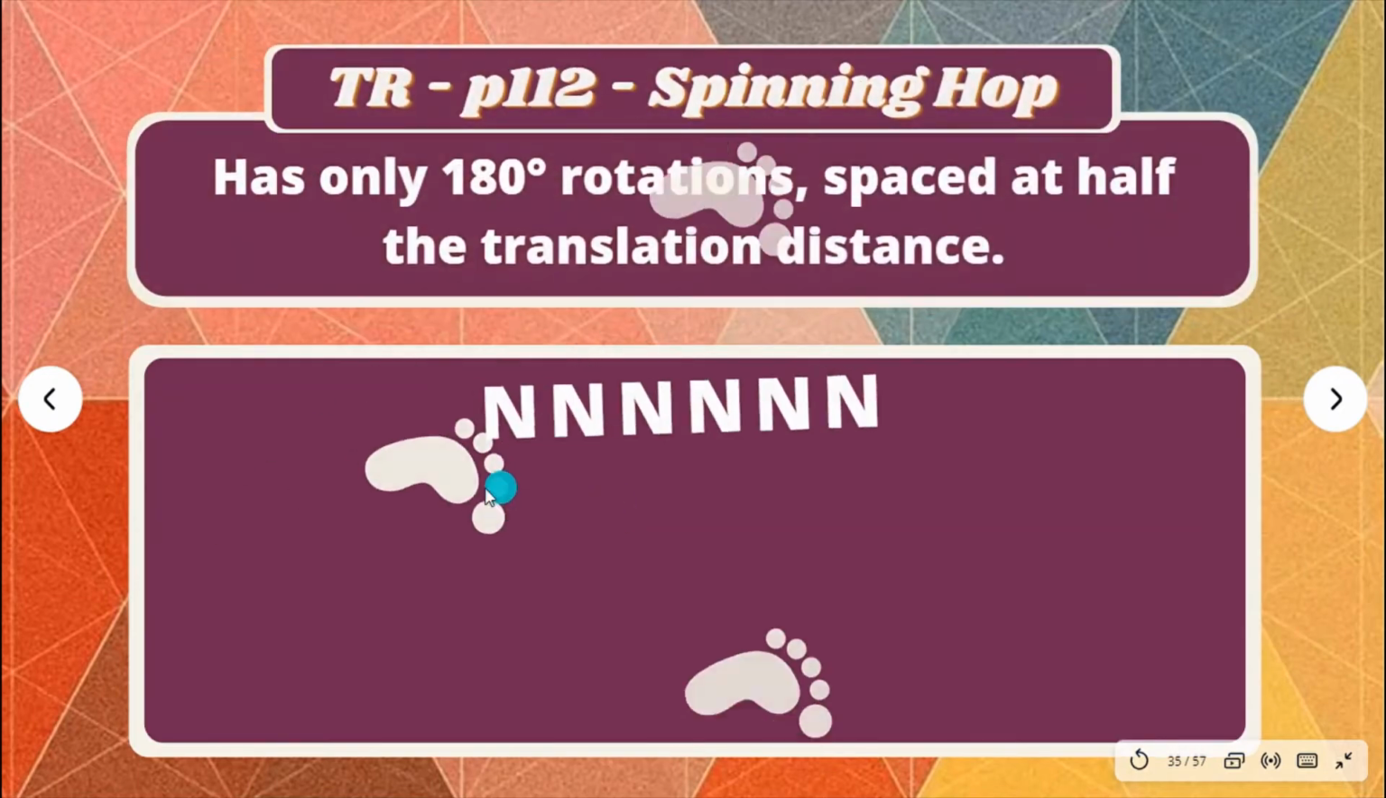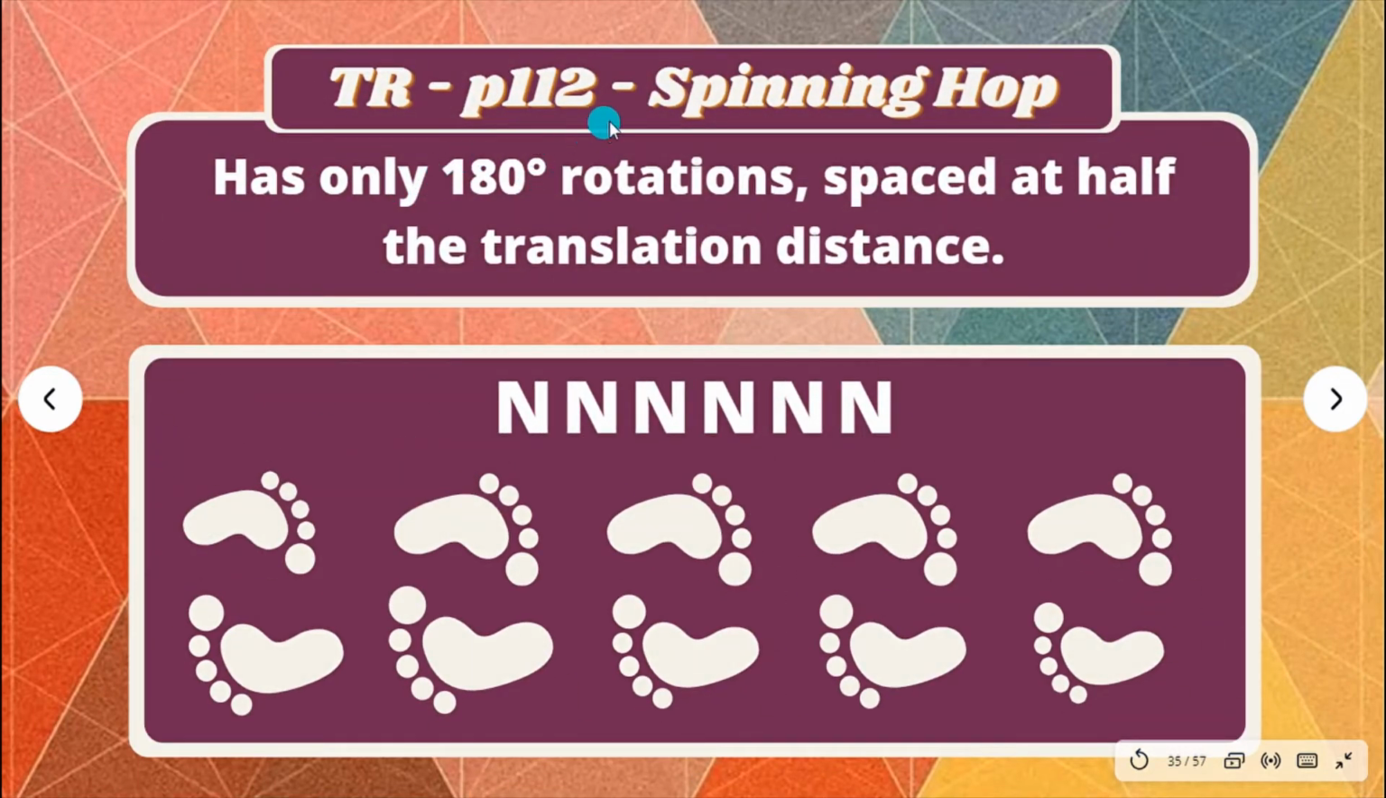Next, we have the TR, the P112 or the spinning hop. It has only a 180-degree rotation spaced at half the translation distance. We denote here the 5 letter Ns based on the Conway naming system, and we can see that this is translated 5 times, and it is rotated at a clockwise angle. At a clockwise motion, at a 180-degree angle 5 times.